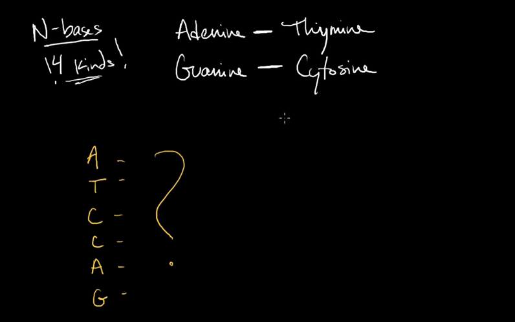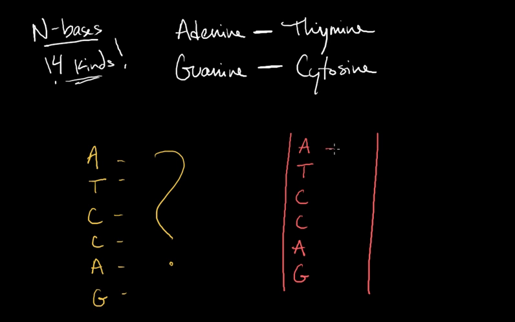So sometimes we draw DNA in a ladder kind of model, but instead of drawing every sugar and phosphate, we just draw it like this. And go ahead and try to fill that in, and we'll see if you're right a little later.